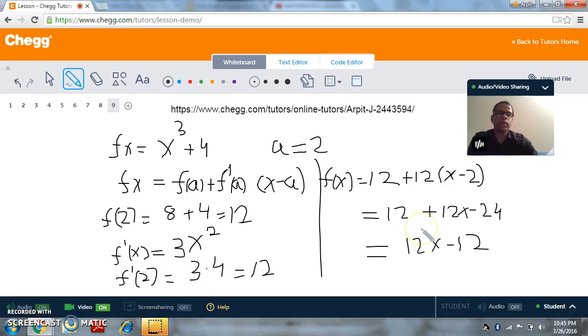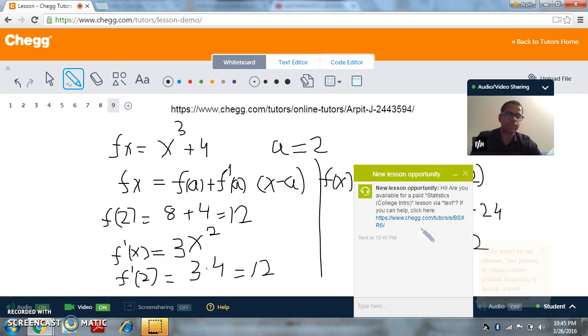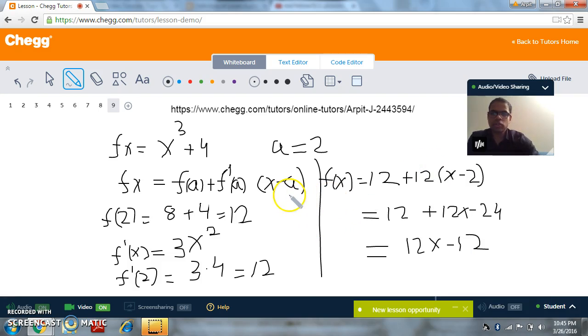And here is the linear approximation of our function f of x, x cubed plus 4. This becomes the linear approximation of the function. And we can use this formula to find out linear approximation of even more complex functions.